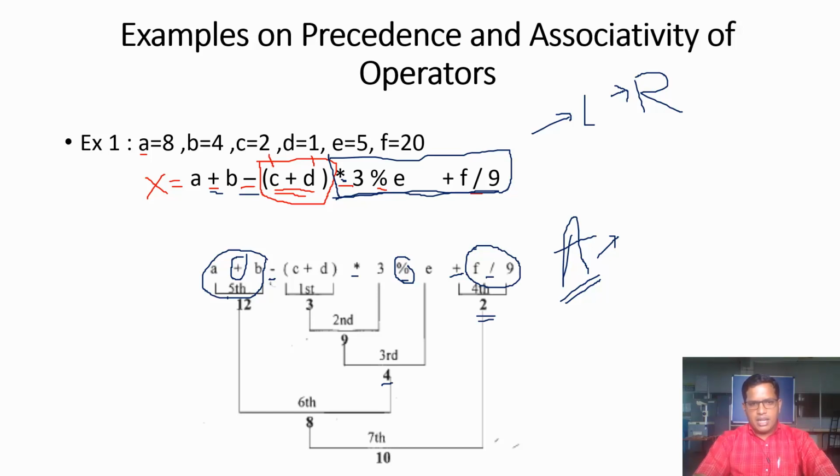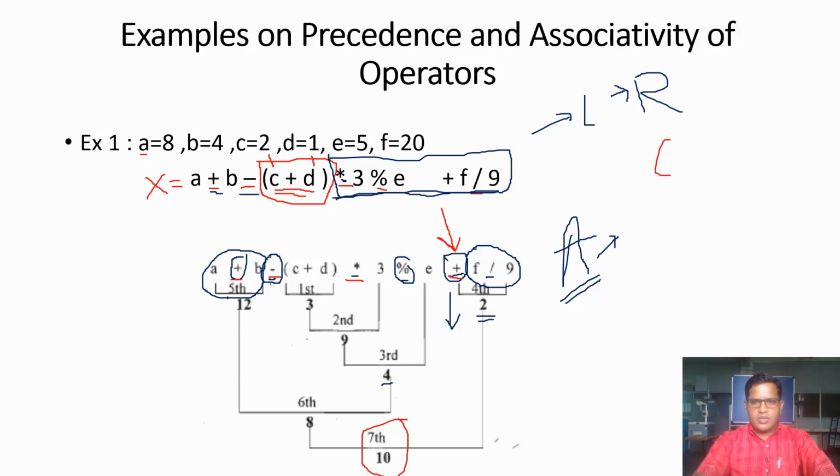That means the sixth operation is this operation. Then it deals with this subtraction, and after this subtraction, at the end, this addition operation is done. This addition operator in this case has the lowest priority, because this plus operator appears at the last. After evaluating this, we obtain the result as 10.